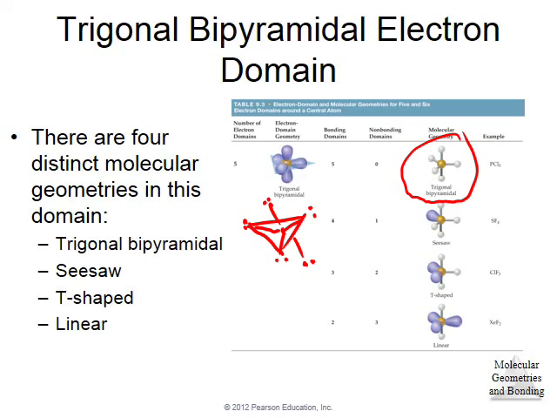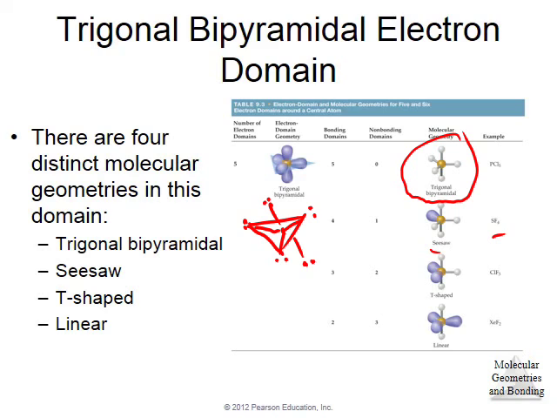Now it could be that all of these electron pairs get bonded or some of these get bonded. Based on that, you have different shapes like seesaw for SF4, and then you have T-shaped, and also you have linear for XeF2.